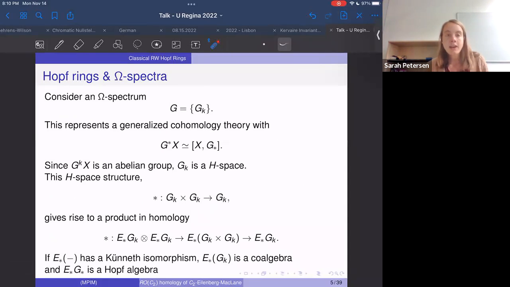And one place that Hopf rings arise in homotopy theory is in the study of omega spectra.